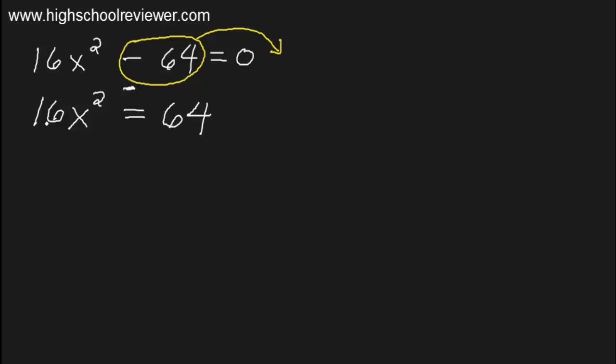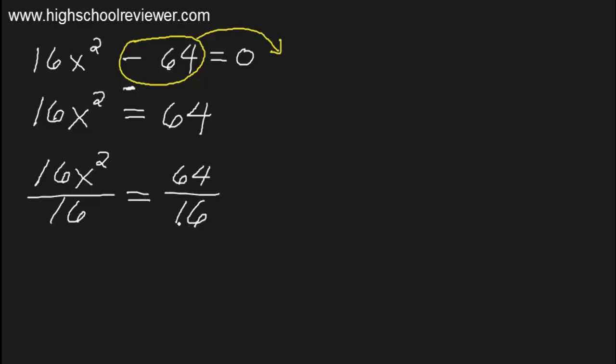And next, we have to cancel out 16 from 16x squared. So to do this, we need to divide both sides of the equation by 16. So 16x squared divided by 16 and 64 divided by 16. So 16 divided by 16, we can cancel this out since this will be equal to positive 1. So 1 multiplied by x squared will give us x squared. And then we have 64 divided by 16, this will be equal to 4.